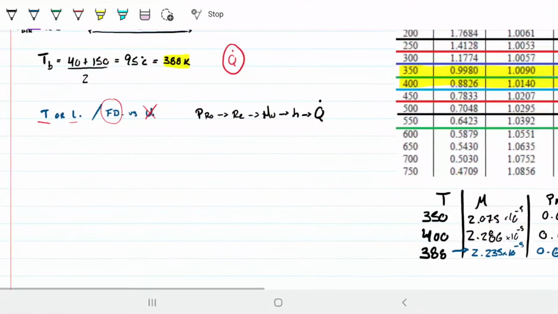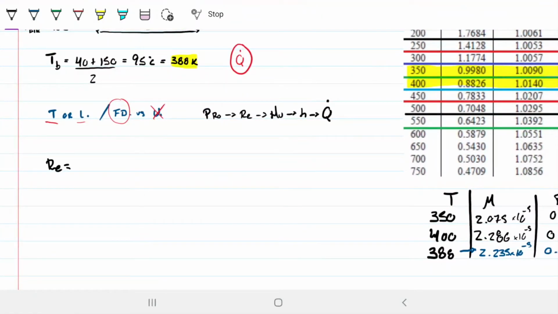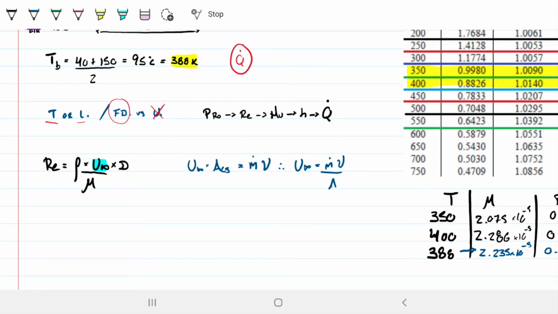Okay, now Reynolds. We know our Reynolds is the density, the free stream velocity, and the characteristic length divided by the dynamic viscosity, where the characteristic length in the case of a tube or a pipe is the diameter, right? Now note that we don't have the velocity here, and this has happened in previous problems. The free stream velocity times the cross-sectional area, the area perpendicular to that velocity, is equivalent to my mass flow rate times the specific volume. So where I have the free stream velocity, I can simply substitute the mass flow rate, specific volume, and cross-sectional area.